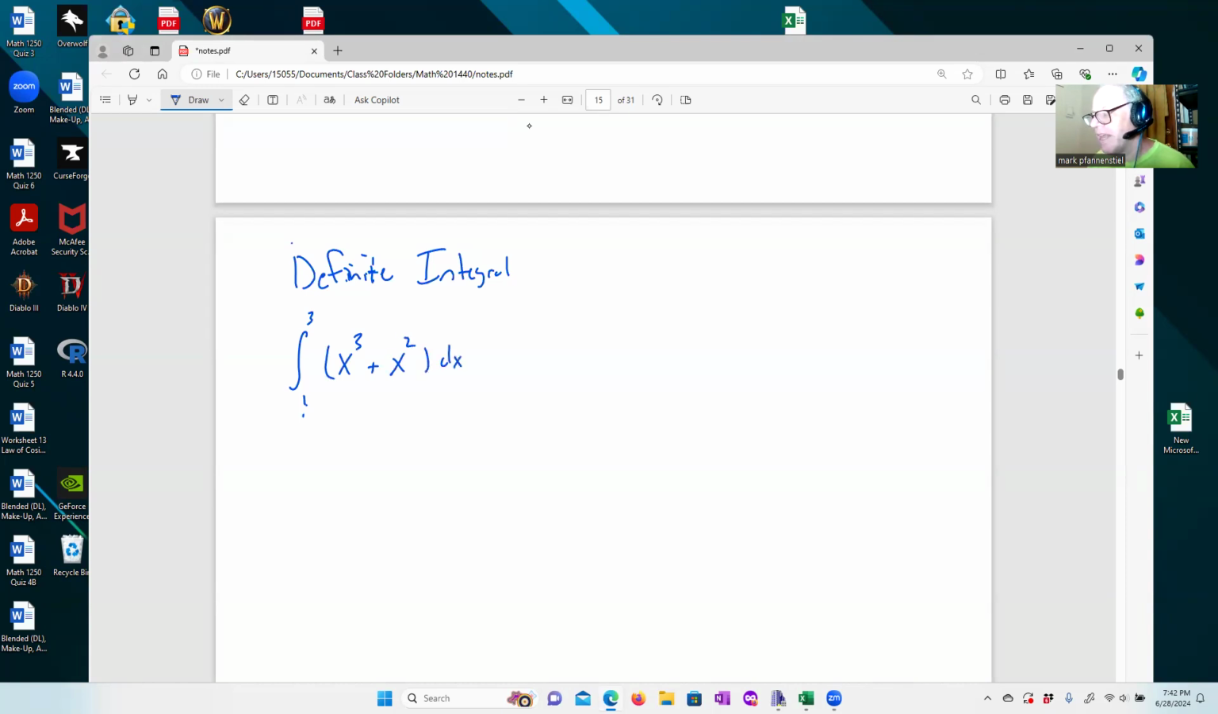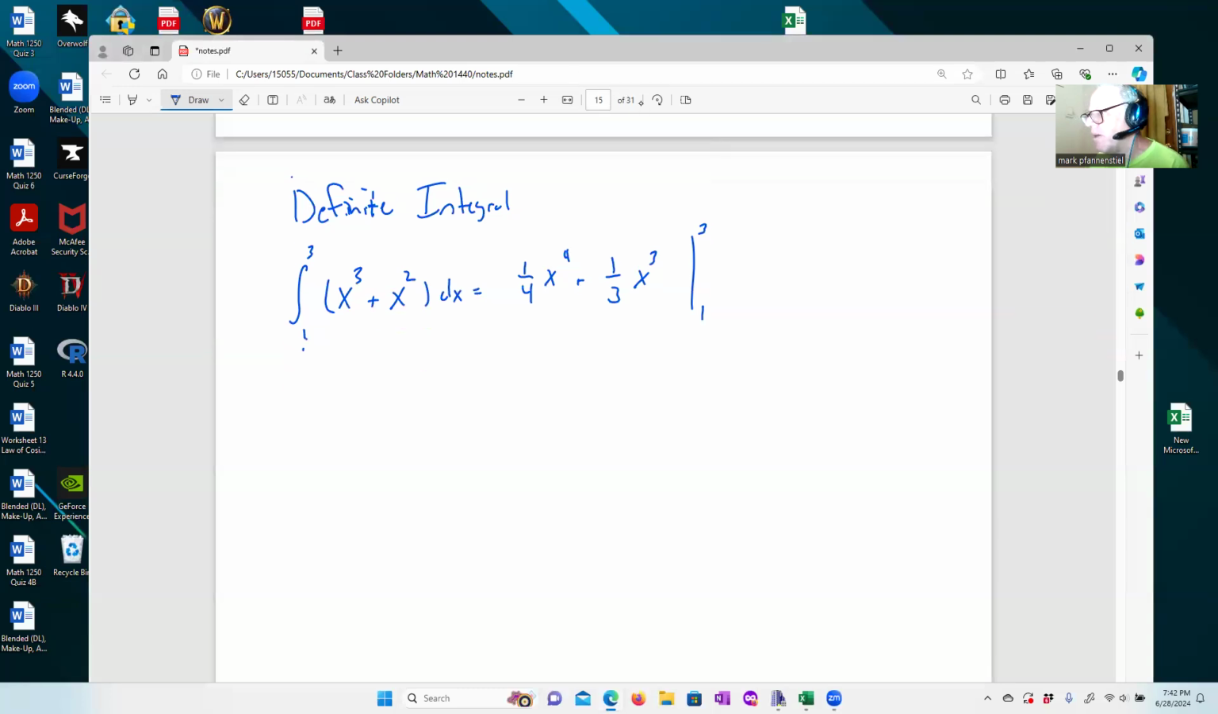The same rules of integration you've already learned still apply. So we're just going to end up with 1/4 x to the 4th plus 1/3 x cubed. And we're going to draw a line here that goes from 1 to 3. Okay? So from here, what we have to do is go ahead and evaluate what's going to happen.